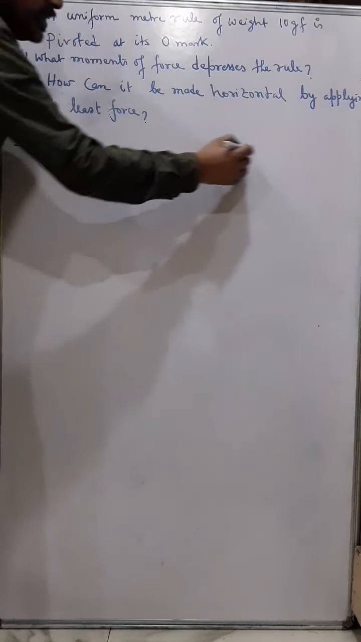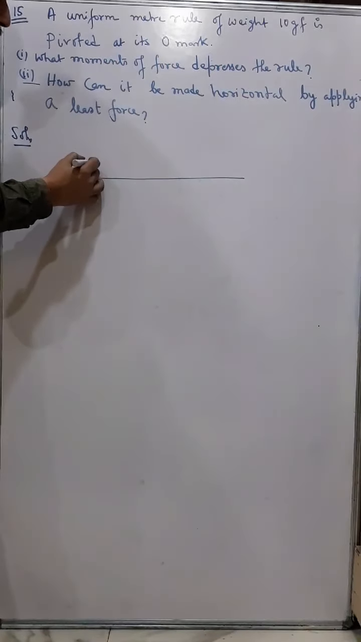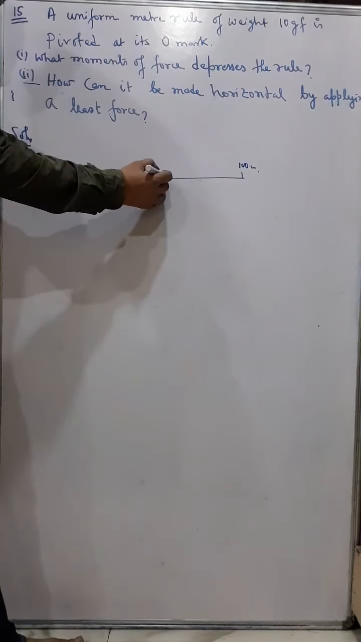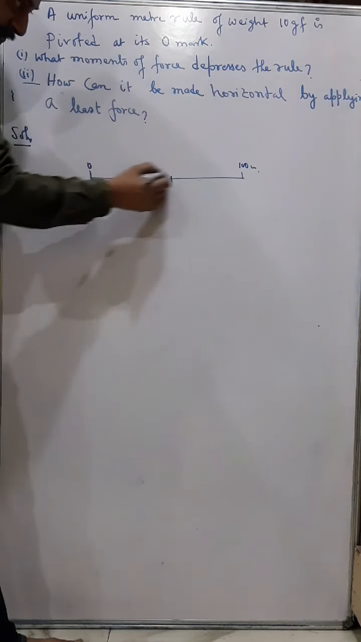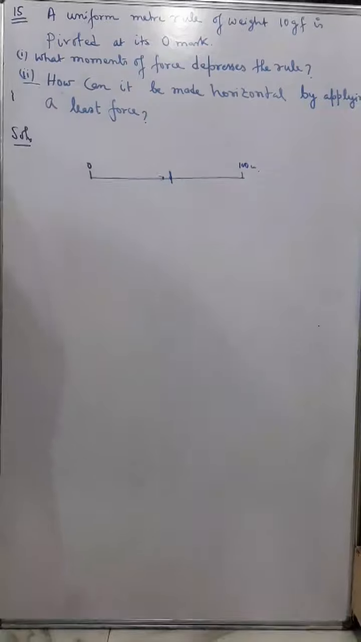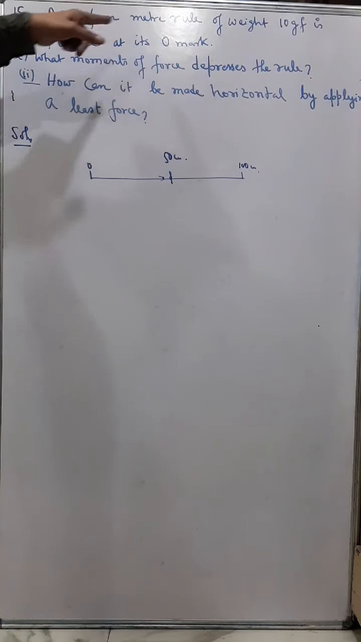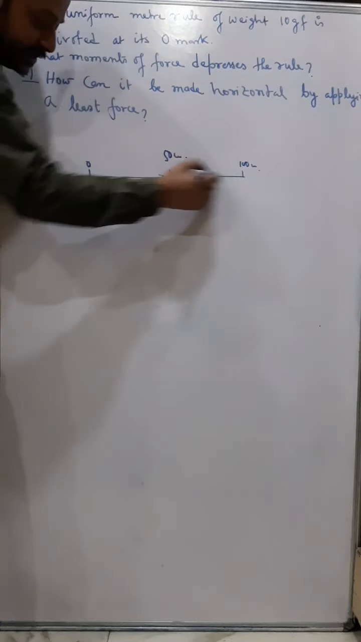Now if you know a meter rule, 1 meter rule means 0 to 100 centimeter mark, and you know the weight of the meter rule acts at the center of gravity, where the weight of the whole meter rule acts, and that is the 50 centimeter mark. Now what they told, a uniform meter rule weighs 10 gf and is pivoted at its 0 mark. So that means it is fixed here. The meter rule is fixed here.